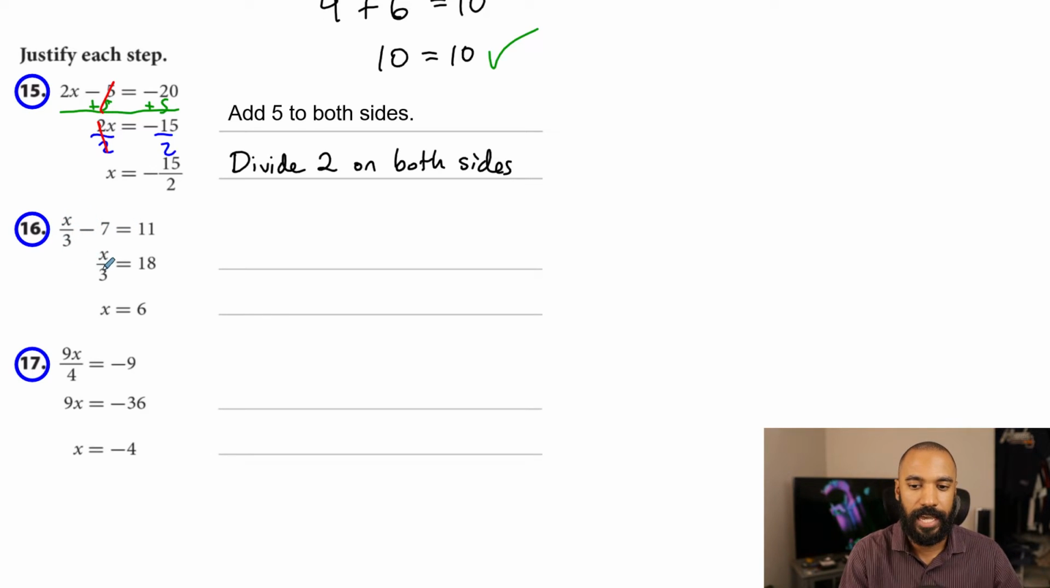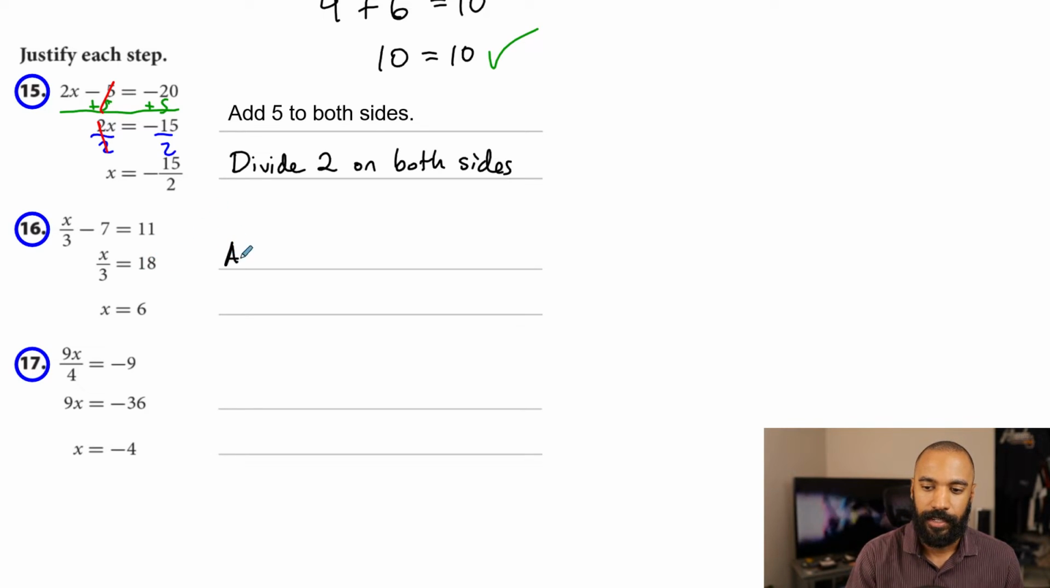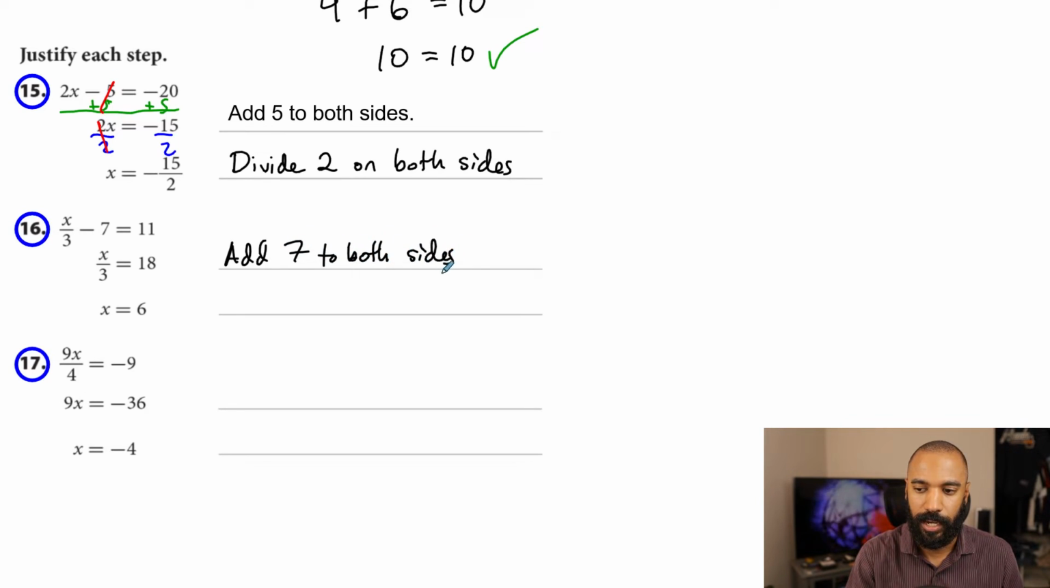In order to isolate the x over 3 term, this negative 7 must go. Using the inverse of subtraction, which is addition, I must use the addition property of equality. I must add 7 to both sides. Add 7 to the left side, negative 7 plus 7 is 0. Add 7 to the right side, 11 plus 7 is 18. So I add 7 to both sides. That is the addition property of equality, and that's taken care of.